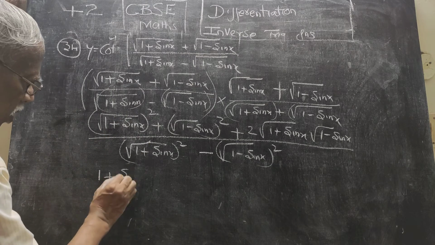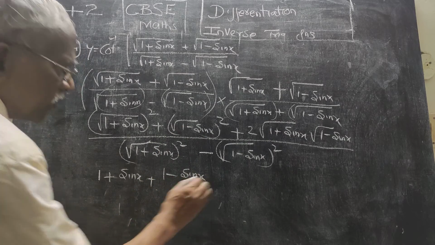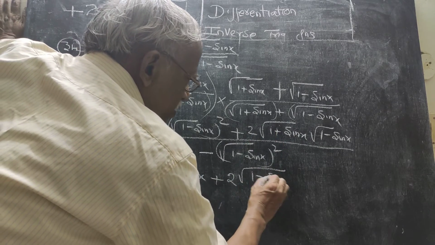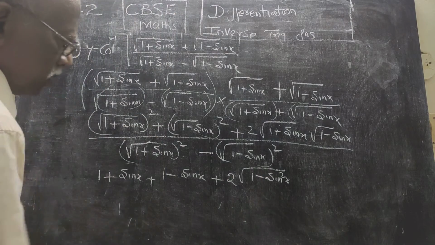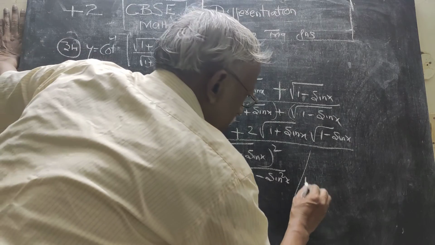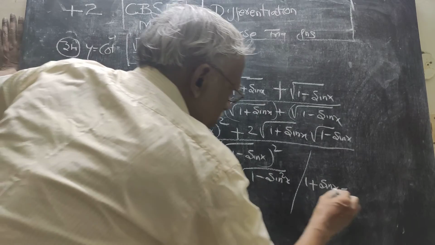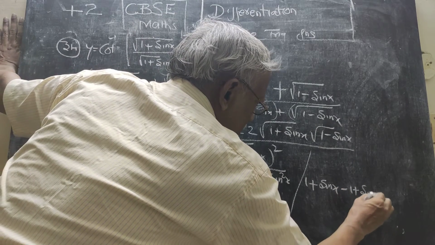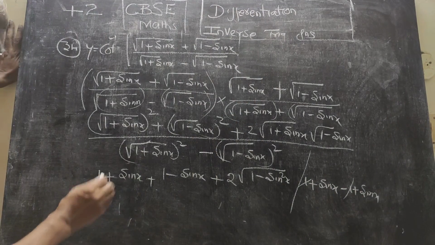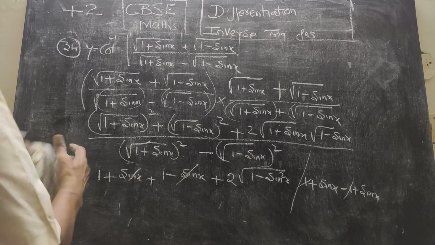We will be getting simply 1 plus sin x, and this will be 1 minus sin x, and this will be root of 1 minus sin square x. The denominator you will be getting, after removing the square root, 1 plus sin x minus 1 plus sin x. I have removed the minus 1 and plus sin x. The result is now 1 plus 1, this gets cancelled. So I go to the top.